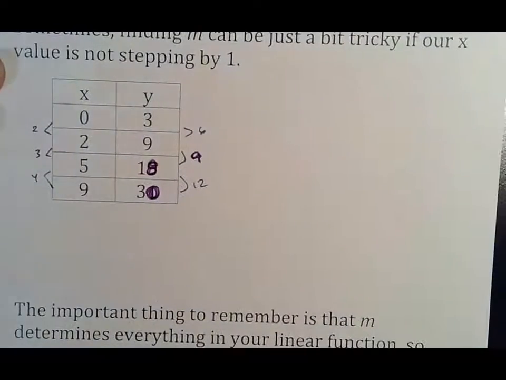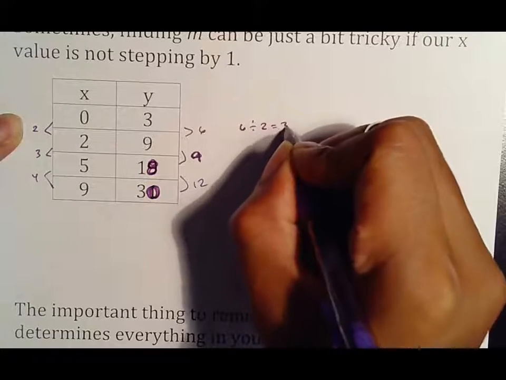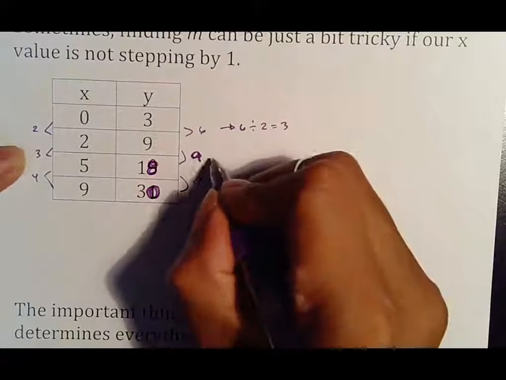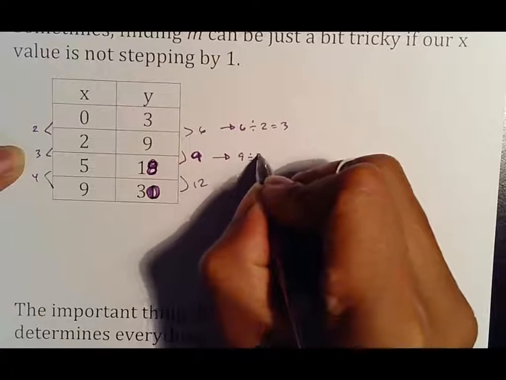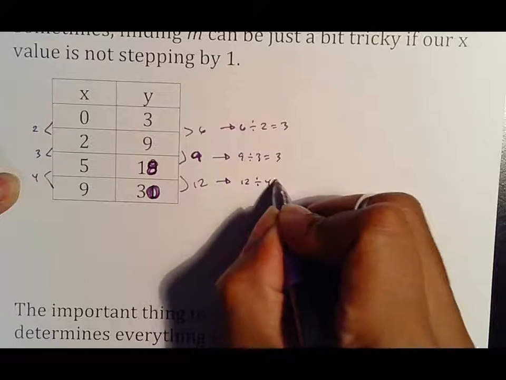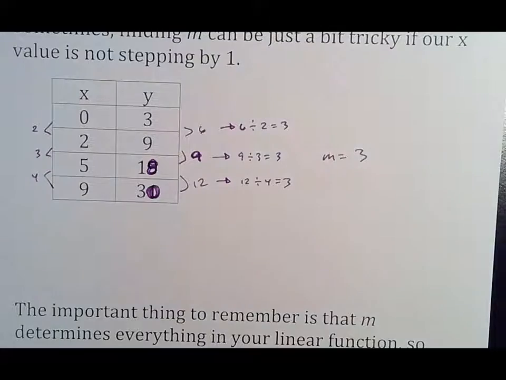But this is not moving by 1, so what you want to do here is take these two numbers and divide them to find your rate of change for those two. Here we're going to do 9 divided by 3, which is 3. Here we are going to do 12 divided by 4, which is also 3. And in that case, it means that m is 3.